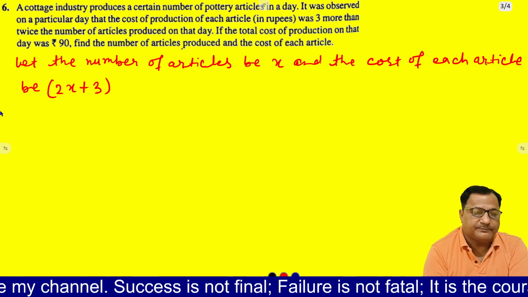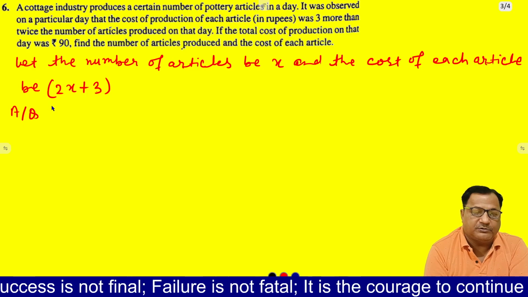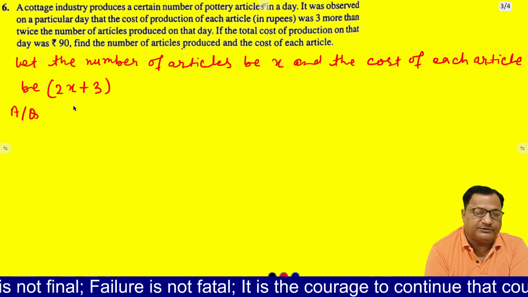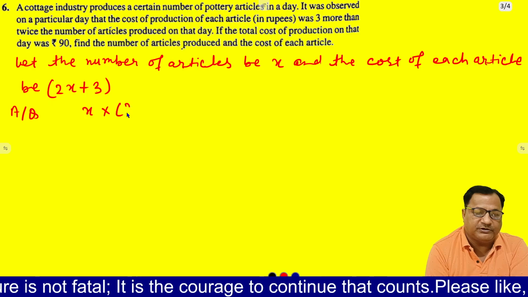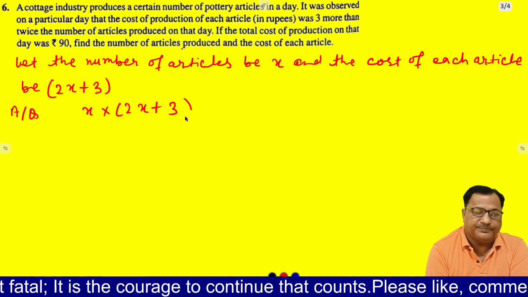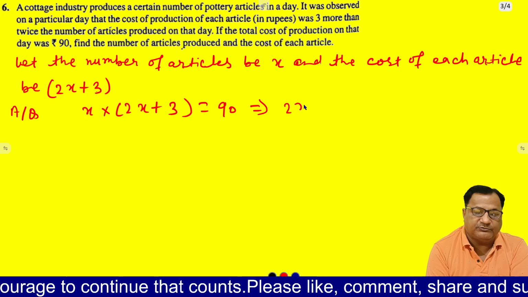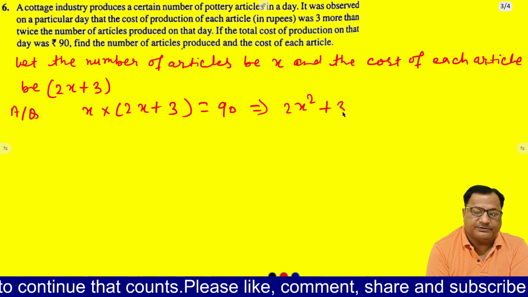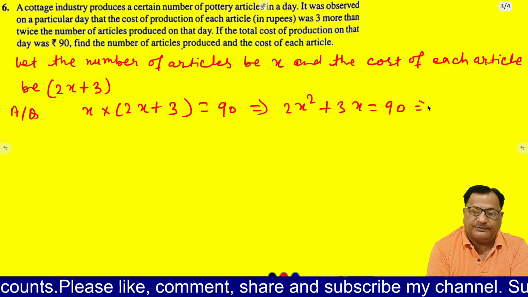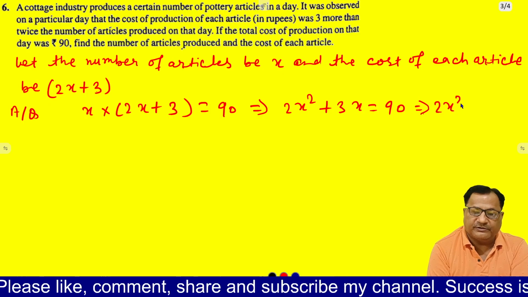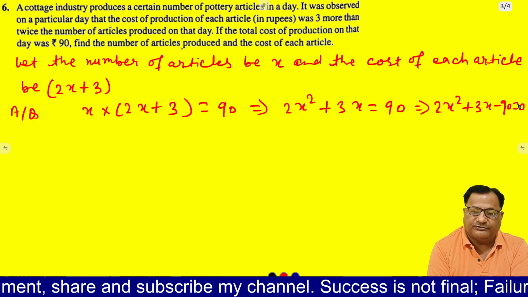That's it. Now according to the question, total cost of production is 90, means x into 2x plus 3 is equal to 90. We multiply: 2x square plus 3x equal to 90. If we bring this side, 2x square plus 3x minus 90 equal to 0.